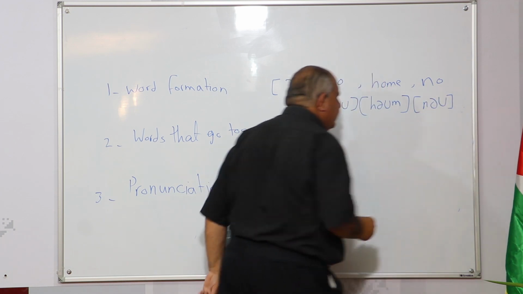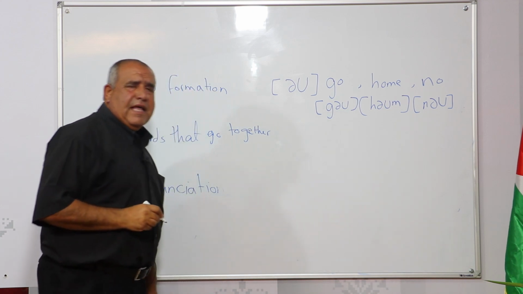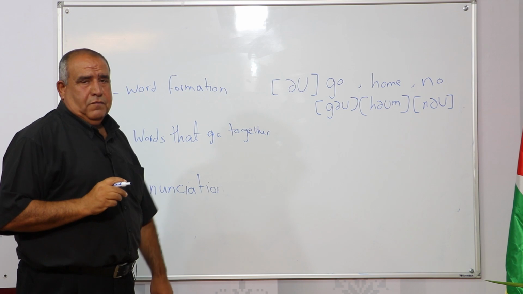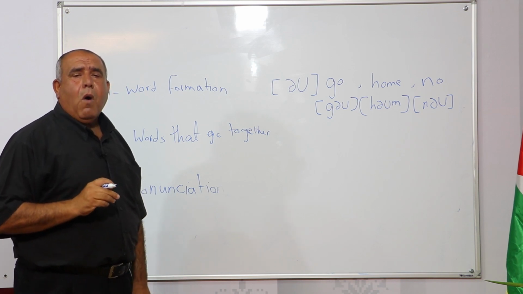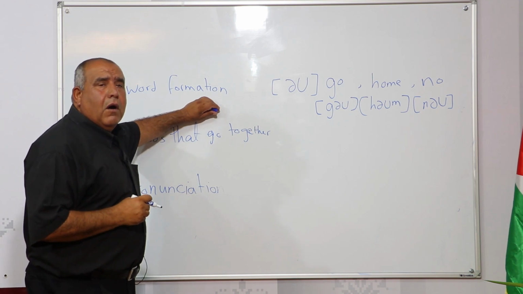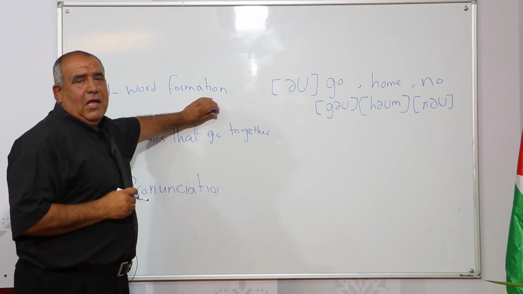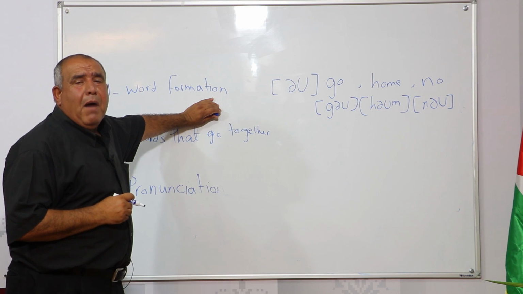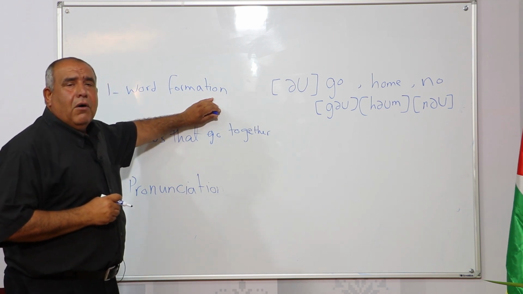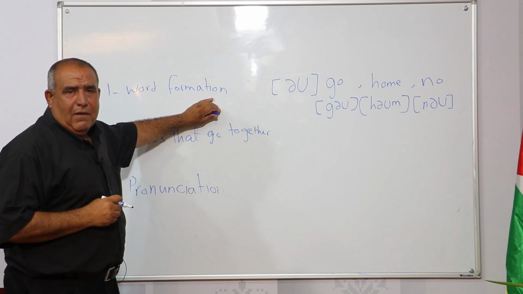Our Arabic students usually pronounce this sound as a pure O. This is not true. It is pronounced as a diphthong. So don't say go, say go. Don't say home, say home. Don't say no, say no.